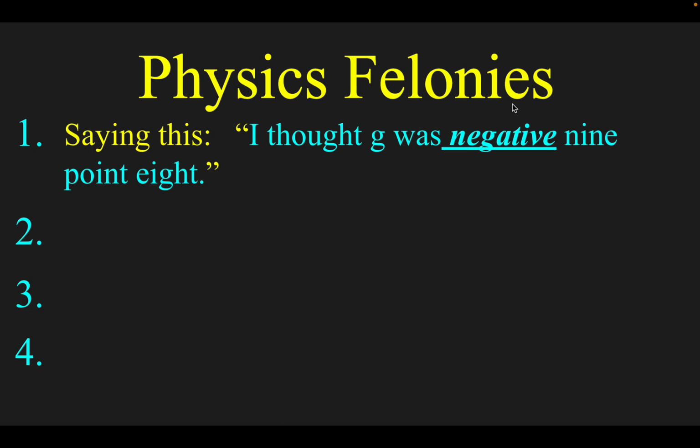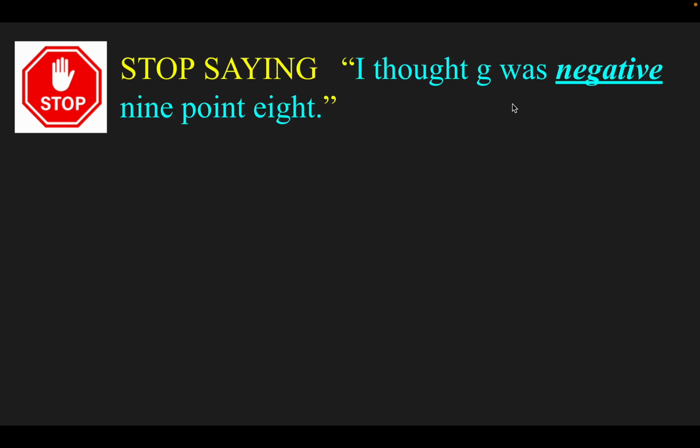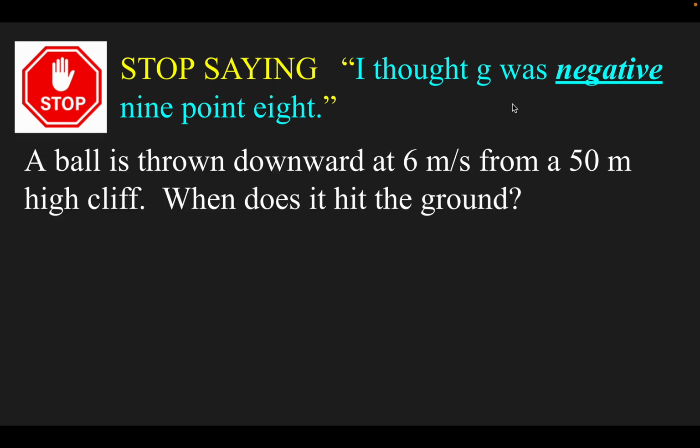This is especially demoralizing when this happens toward the end of a unit. Let's take a look at this one. To fix this, first of all, let's just please stop saying I thought G was negative 9.8. Let's look at an example here. A ball's thrown downward at 6 meters per second from a 50-meter high cliff. When does it hit the ground?